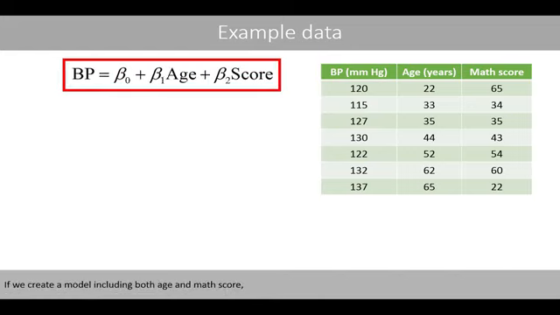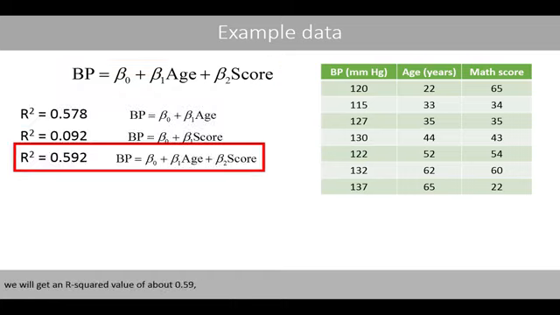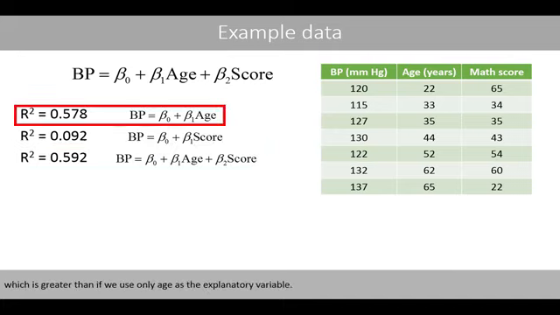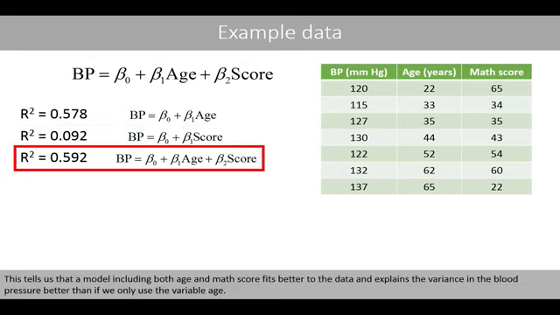If we create a model including both age and math score, we'll get an R-squared value of about 0.59, which is greater than if we use only age as the explanatory variable. This tells us that a model including both age and math score fits better to the data and explains the variance in the blood pressure better than if we only use the variable age.